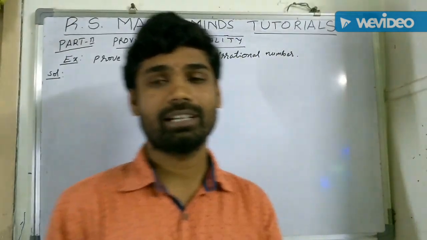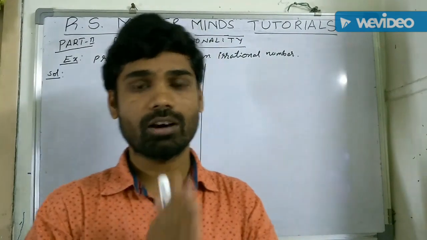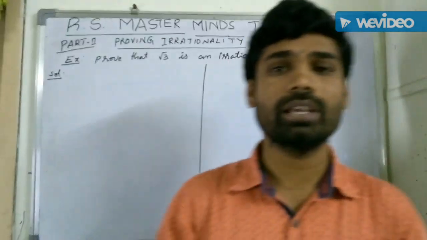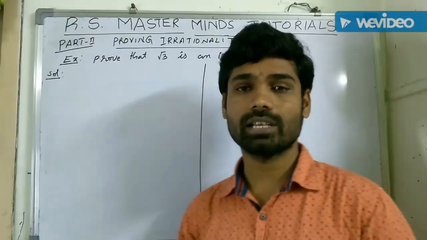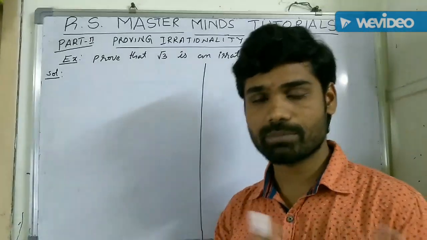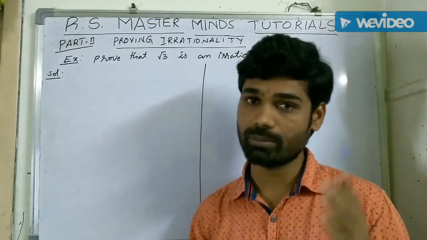Hello everyone, welcome back. Last class we discussed terminating and non-terminating decimals, and now we are going to discuss a very important topic, that is proving irrationality. We already discussed the difference between rational and irrational numbers, and we understood it very well. I hope you have remembered.